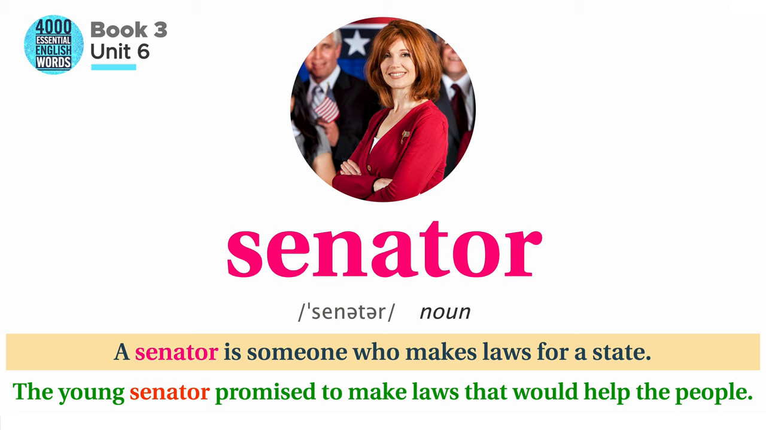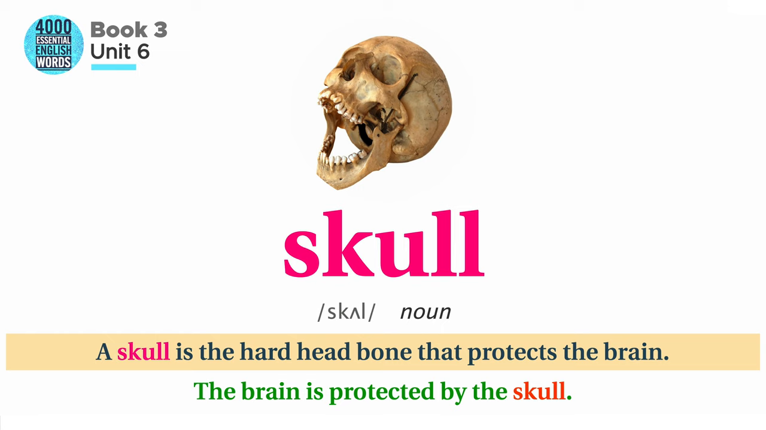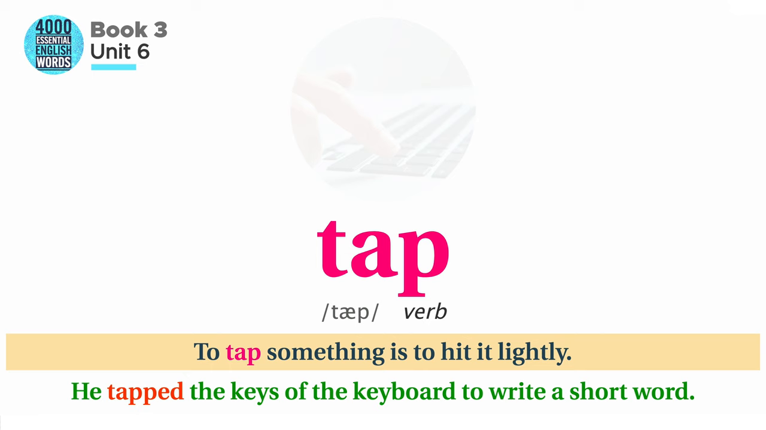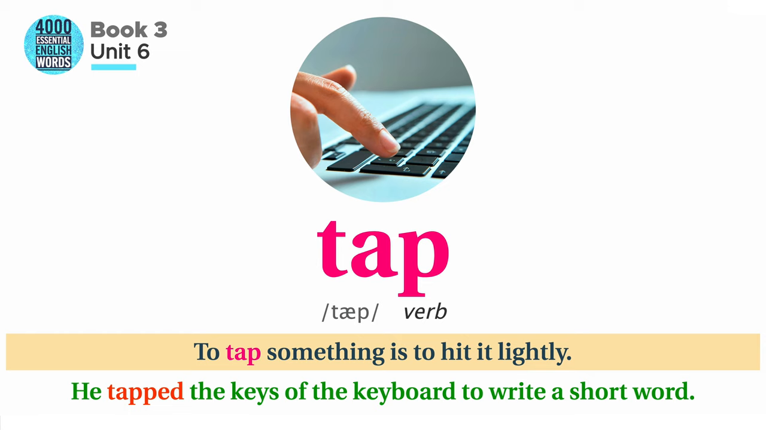Skull. A skull is the hard head bone that protects the brain. The brain is protected by the skull. Stir. To stir something means to mix it using something small, like a spoon. Mom stirred the batter until it was smooth. Tap. To tap something is to hit it lightly. He tapped the keys of the keyboard to write a short word.